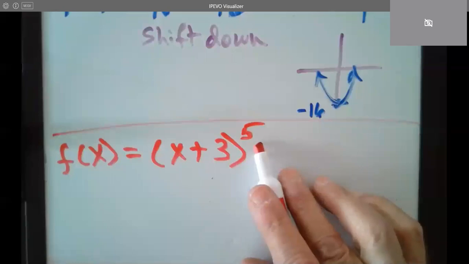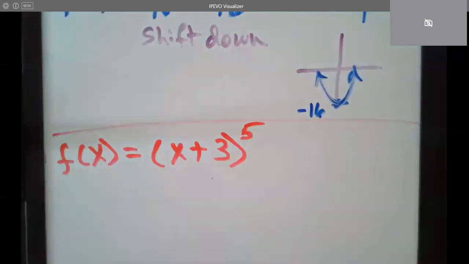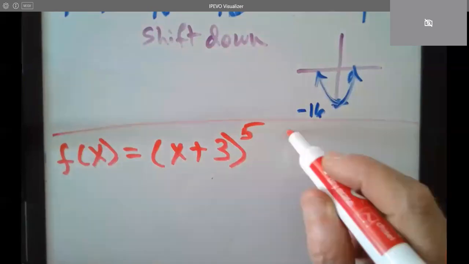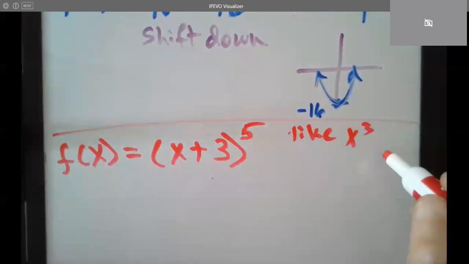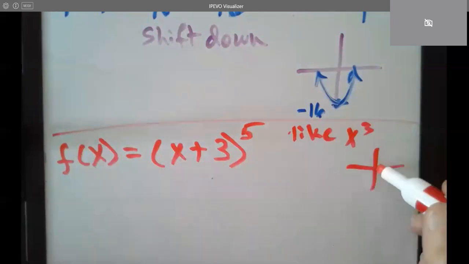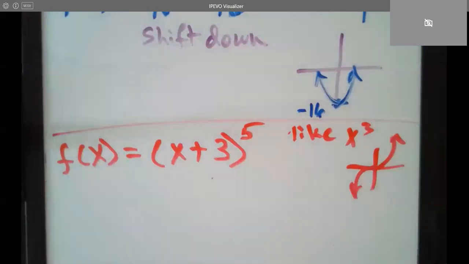X cubed, yeah, because cubed, 3, is odd, right? X cubed is odd. So it's going to behave like x cubed. Well, x cubed is up and to the right and down and to the left. So you have to get down the parent graph. Is it like x squared or x cubed? Did it flip or did it not flip?